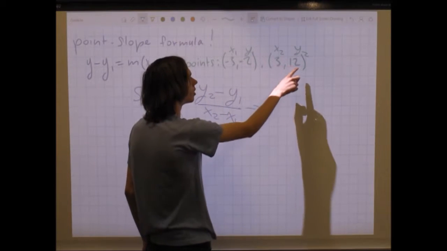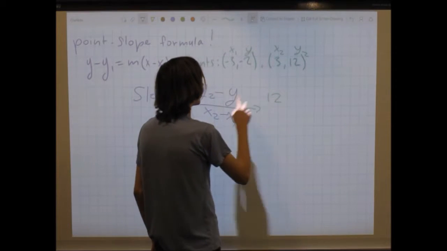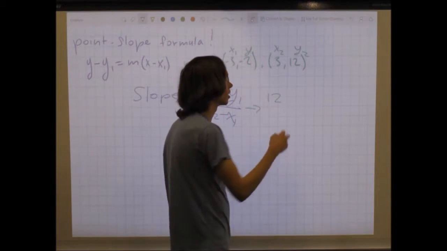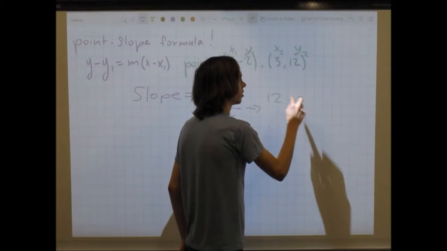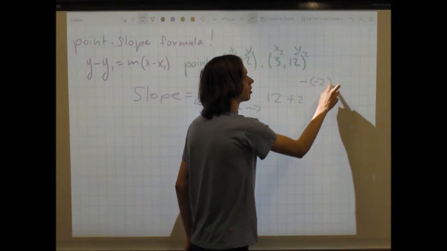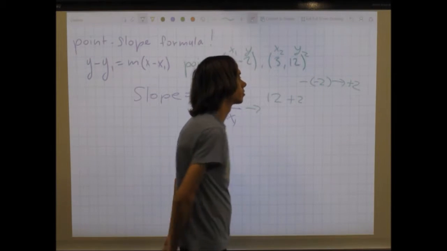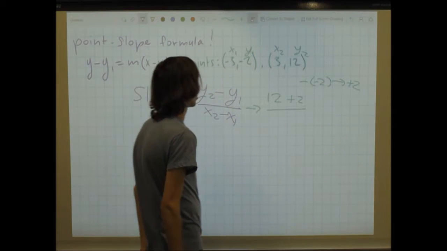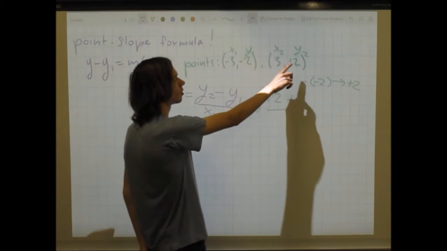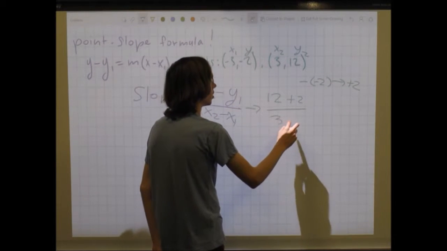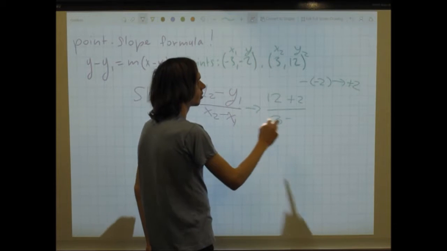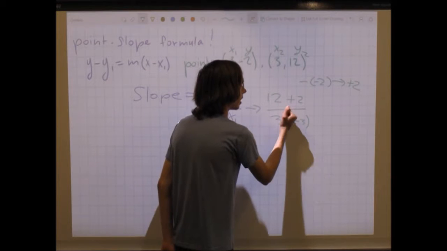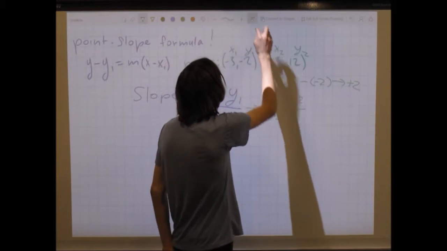So our y2 is 12, right? Minus y1, which is negative 2, so subtracting negative 2 is the same thing as adding 2, right? Subtracting a negative 2 is the same thing as adding a 2. So on the bottom, we're going to have x2 minus x1, so x2 is 3. Minus negative 3. So just like before, minusing a negative 3, that's the same thing as adding a 3. So we'll go ahead and just write that right now.